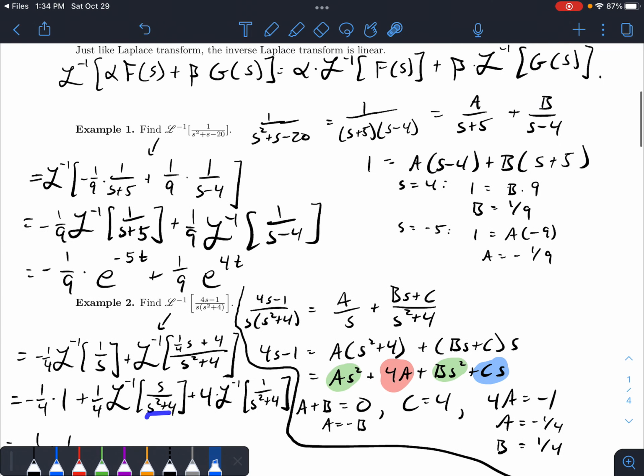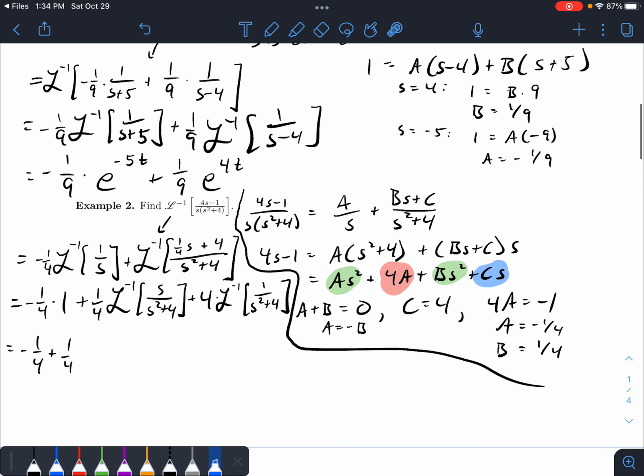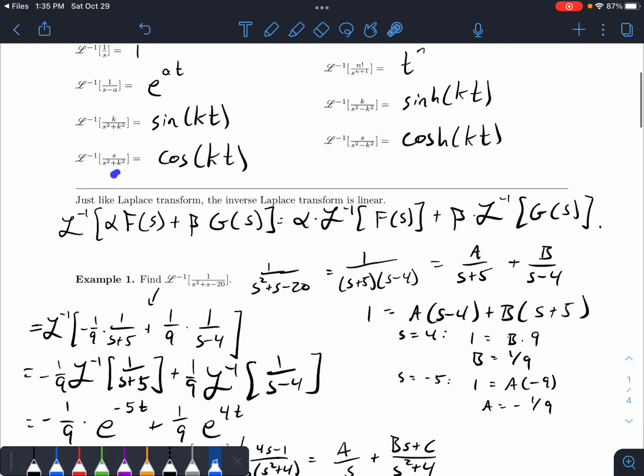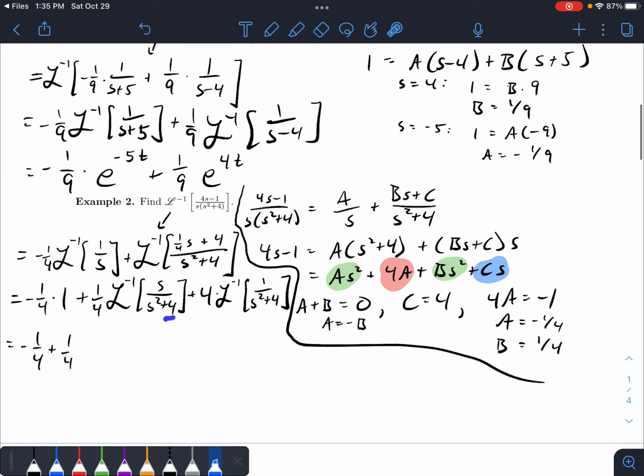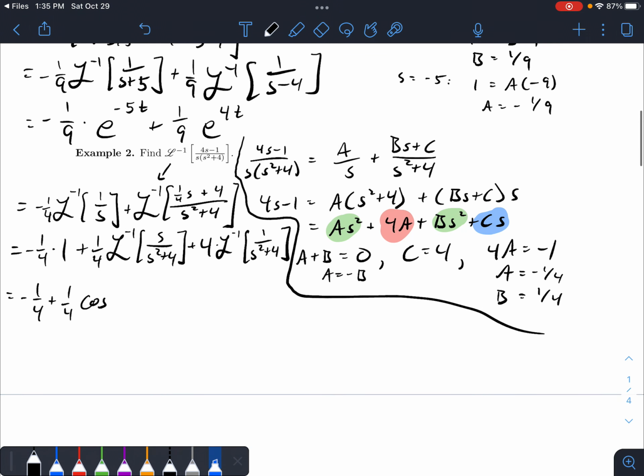So this is negative 1/4 plus 1/4. And then what gives me s over s squared plus 4? It looks like this one because I have a plus in my denominator, and it's like s over s squared plus something, and this something is our k squared. If k squared equals 4, then k equals 2. So this is cosine of kt, so cosine of 2t.